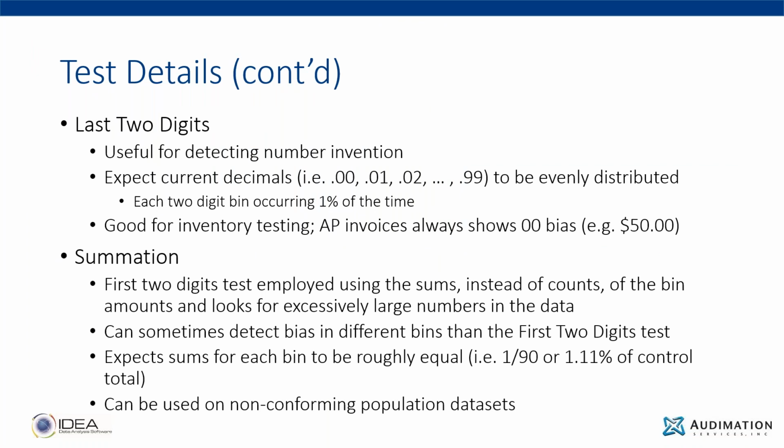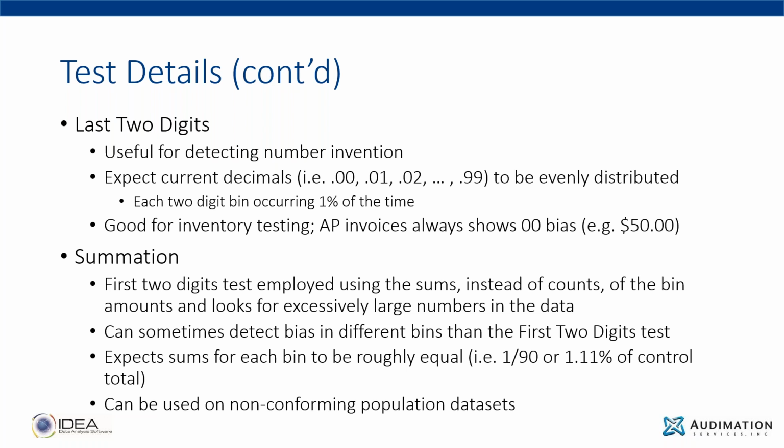All right. So moving past those sets of tests, we can look at a few other tests as well. The last two digits test in IDEA is useful for detecting number invention, and it's looking at usually the decimals, 0.00, 0.01 to 0.99, and it expects those decimals to be evenly distributed, with each one occurring about 1% of the time. And this is typically good for inventory testing, and it's always important to note that AP invoices always show a bias of around the 0.00.